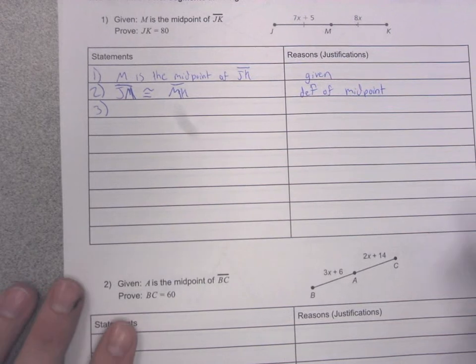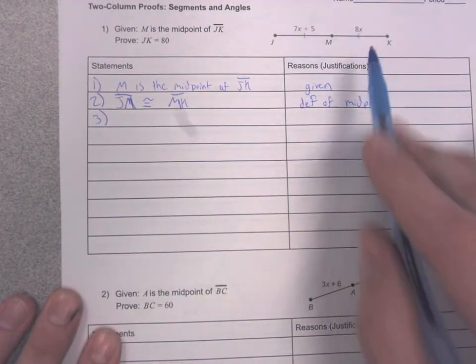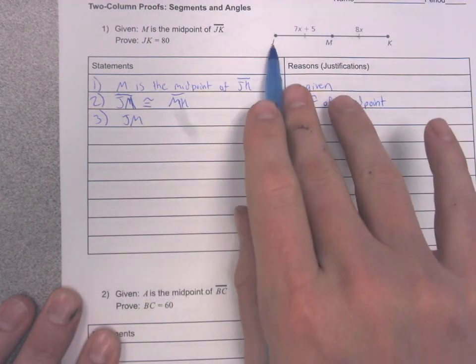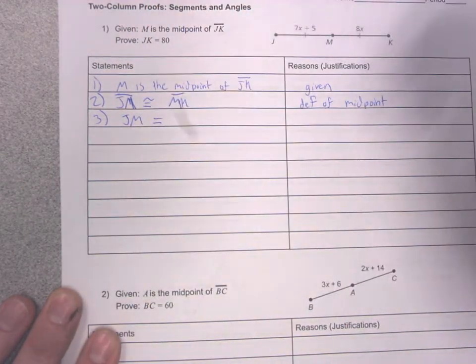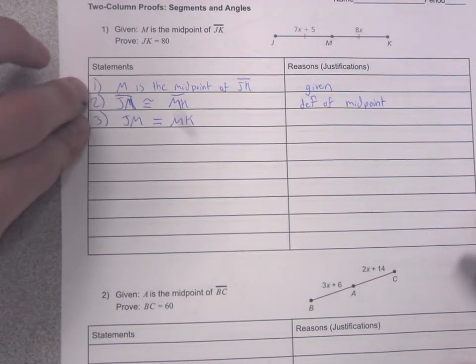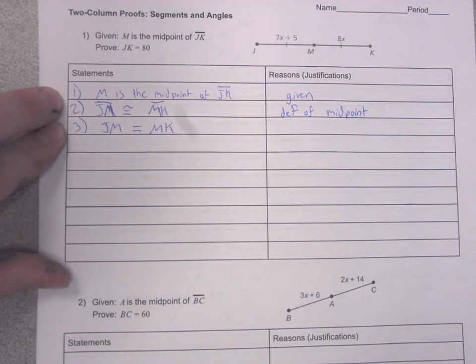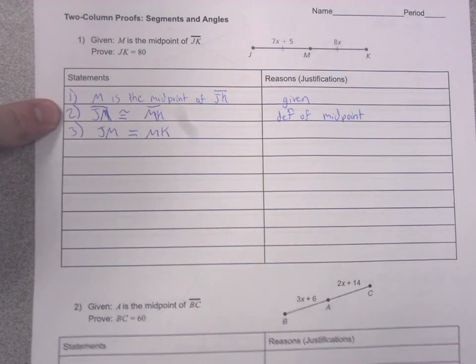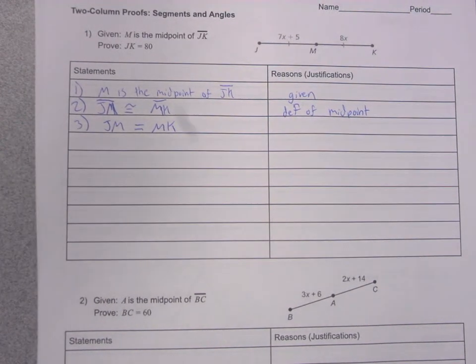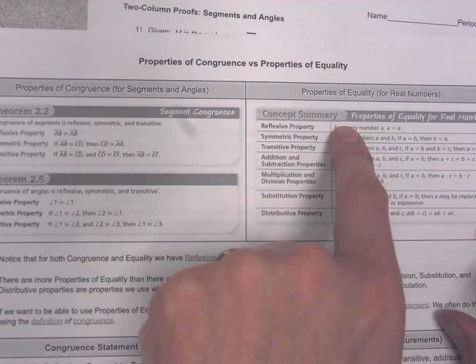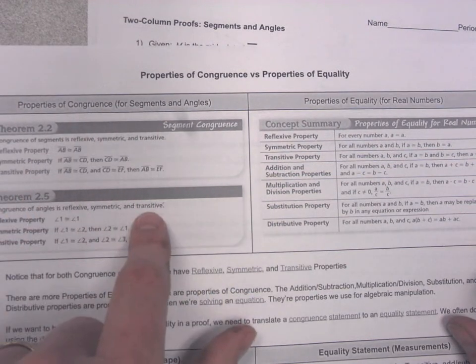So what we have here is that if this segment is congruent to this segment, what we conclude from there is that the measurement, or the distance from J to M, is equal to the distance from M to K. Now that may not seem like a very different step, but this is actually a really important step to make, going from step 2 to step 3. The reason why is this right here is a congruent statement, and this right here is an equality statement or an equation. And if you think about our properties, we have way more properties that work with equations than we do that work with congruence.